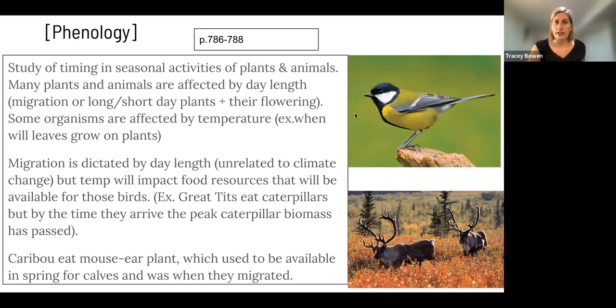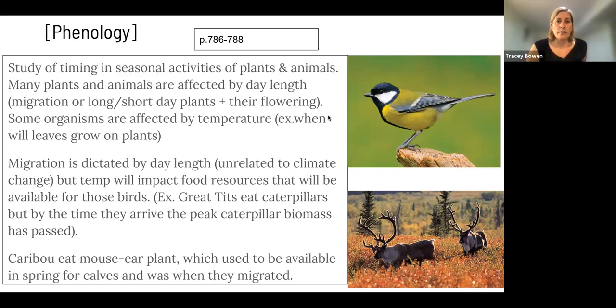So this here is a picture of a great tit. Yes, I know you're all chuckling by this name. They live in Finland. They eat caterpillars, but by the time they arrive, peak caterpillar biomass season has passed. And so they need to go further and further north so that they can follow those bugs, so that they can have enough food to feed to their chicks so that they can raise eggs effectively.